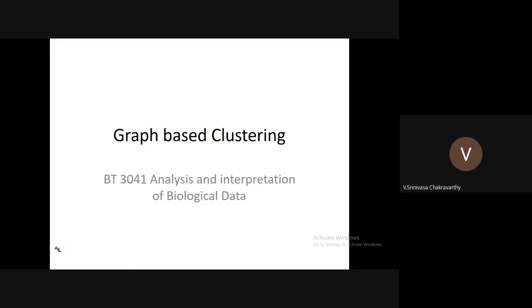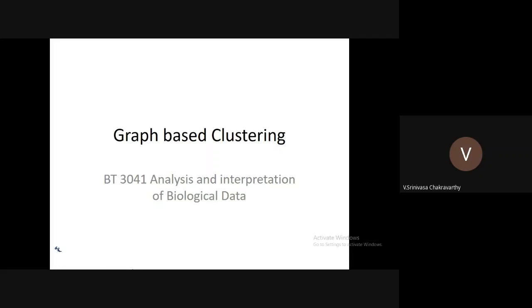So now we look at a very different kind of clustering method based on a graph representation of the data set. And even here, ultimately, it will dovetail into some kind of a density-based clustering method. We'll actually come up with a hybrid of density-based clustering and graph-based clustering, and come up with a very powerful clustering technique. And you'll see how well it works.